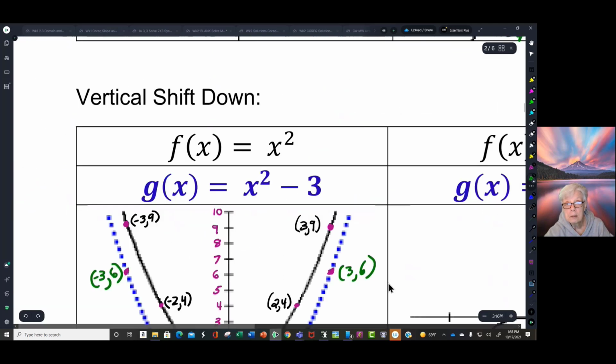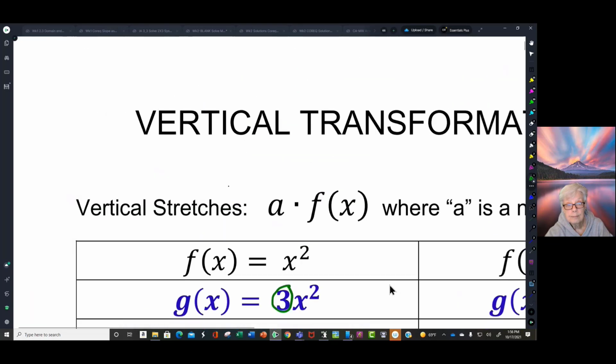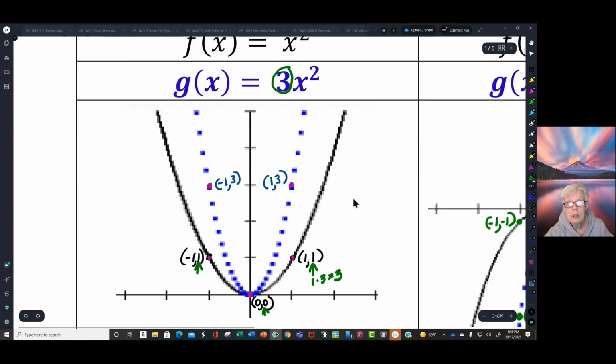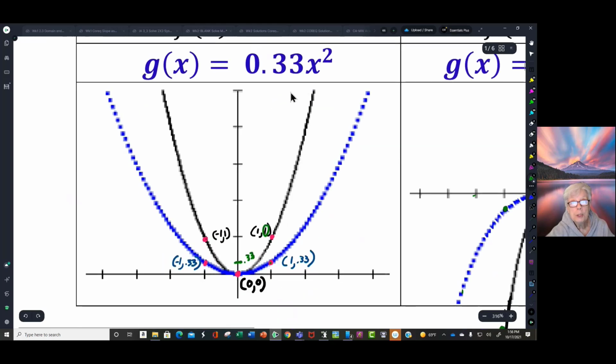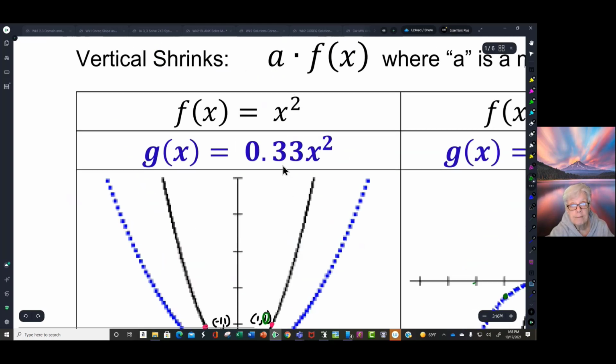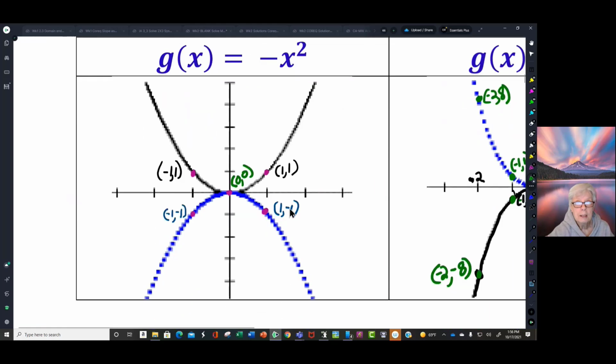So now for a recap. Vertical stretches, when you multiply the basic function by a number bigger than 1. Vertical shrinks, when you multiply the basic graph, or the basic function, by a number between 0 and 1. In other words, a fraction. No, but I guess it's more proper to say a number between 0 and 1.